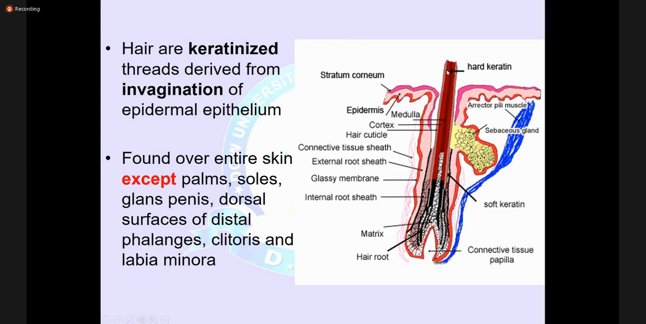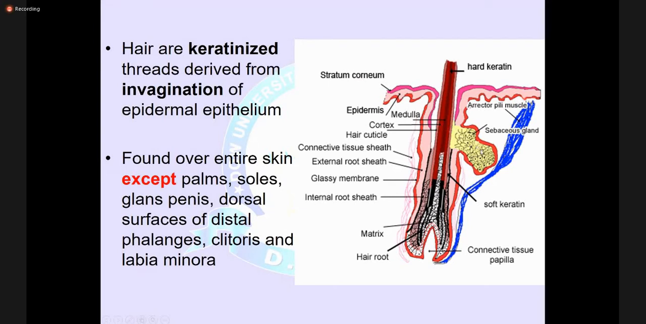It consists of hard keratin, right? The central portion consists of hard keratin, and this is actually the medulla. Then it is surrounded by the outer portion, which is named the cortex. Outer to the cortex, we have another layer, which is named the hair cuticle. So from outside to inside, we have hair cuticle, then cortex, then medulla, right?